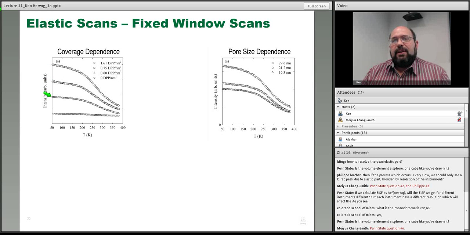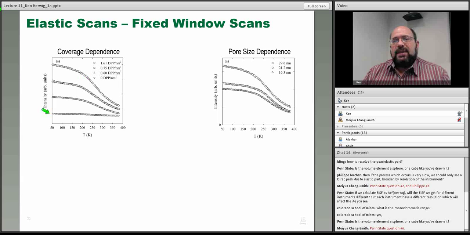And as you go down in coverage, your total intensity changes. You can see that the intensity tends to fall off relatively linearly with increasing temperature, until you get to some temperature at which you start seeing curvature. And that temperature actually is where you are starting to get intensity from your sample that is showing up within the resolution of the instrument. So the intensity is moving out of the elastic peak and into the quasi-elastic range.